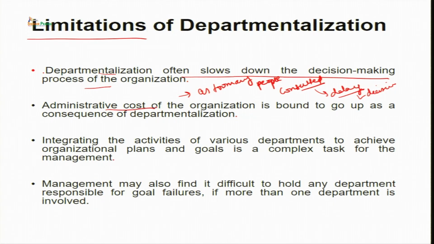The administrative cost of the organization is bound to go up as a consequence of departmentalization. This is because a large admin staff is used, and infrastructure also has to be created by the organization to maintain different departments. Infrastructure for different departments is required.